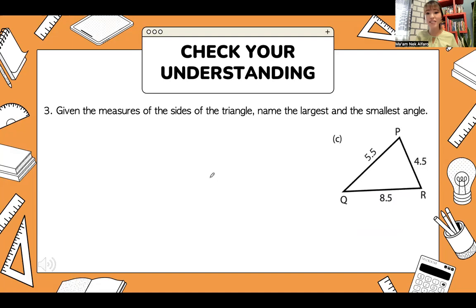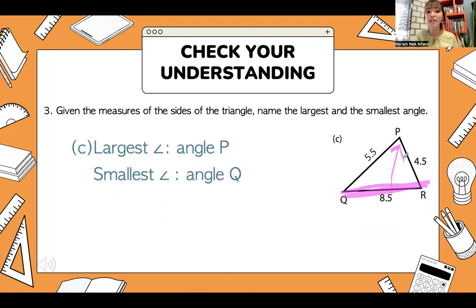Last one, letter C, triangle PQR. Which is the largest angle? We have 8.5 as the longest side. Opposite it is angle P. That's why it is the largest angle. And the smallest angle is angle Q, since it is opposite the shortest side, which is 4.5. All right?